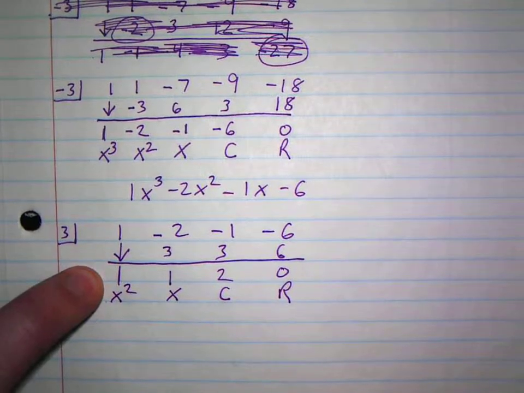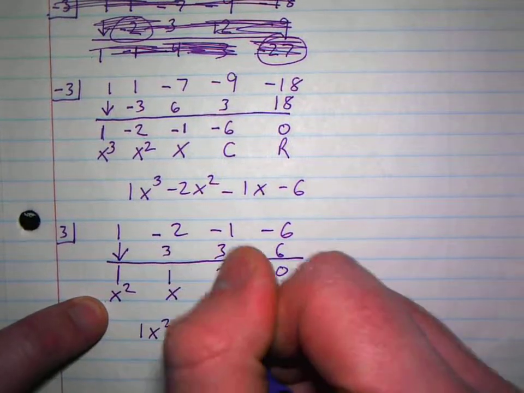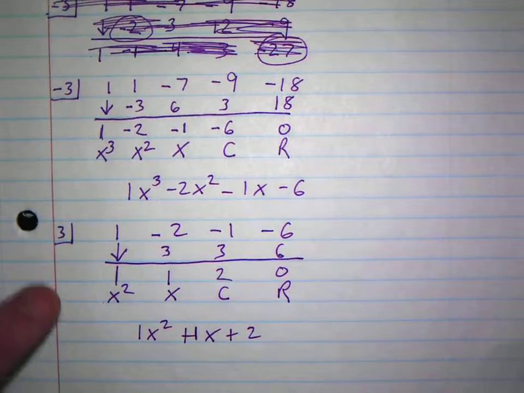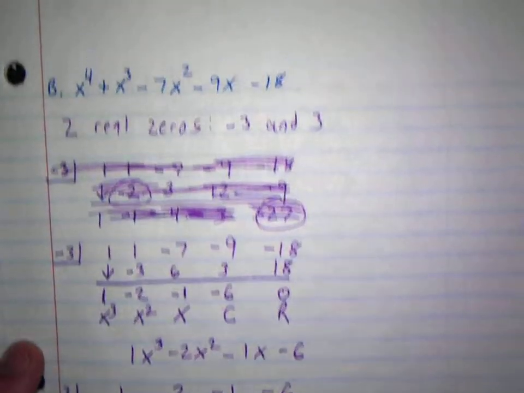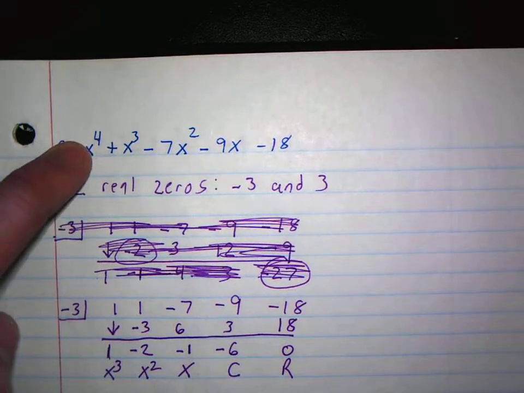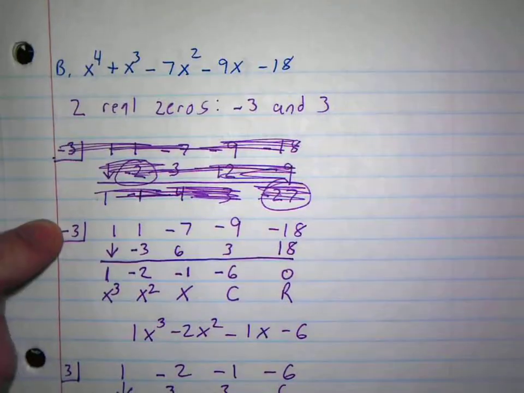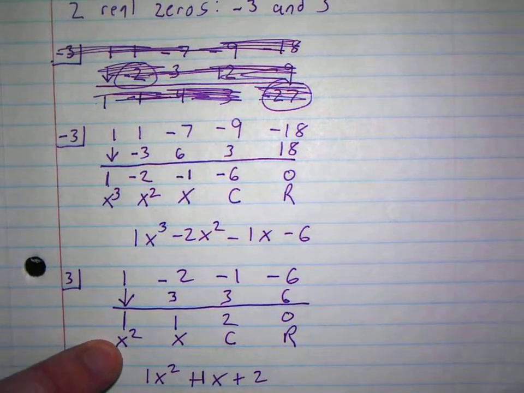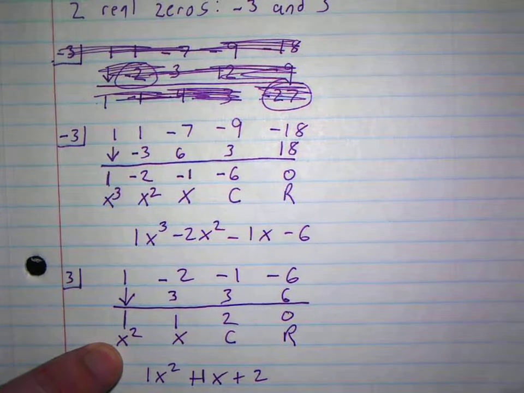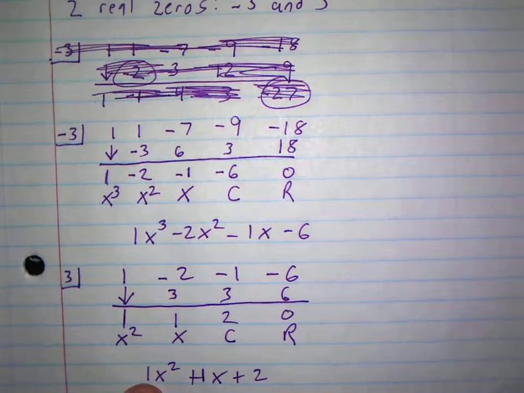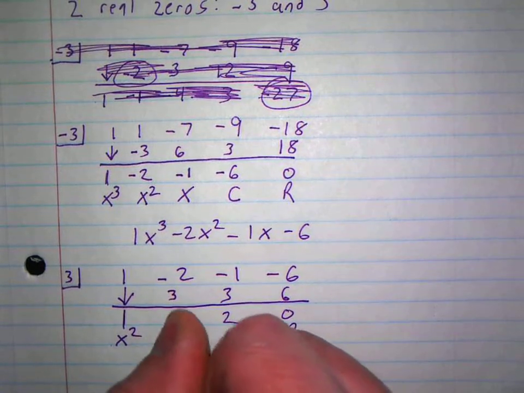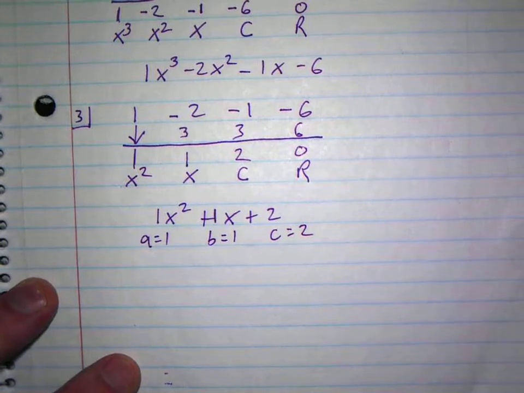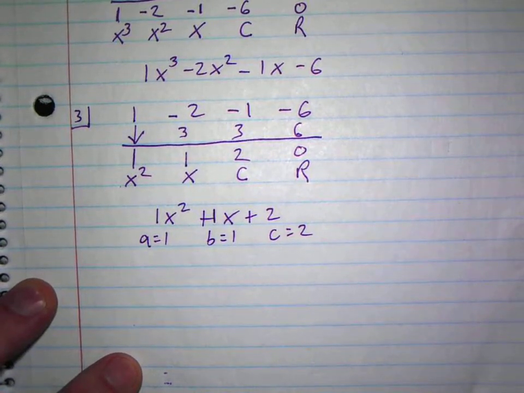So I get x squared plus x plus 2. And so all I've done so far is I took something to the fourth power, I took out -3, which dropped it to the third power, I took out 3, which dropped it to the second power, and once I have a quadratic, I know how to work with those. Okay? From here you have a, b, and c. A is 1, b is 1, c is 2. And we've spent 3 weeks now on quadratic formulas. This part should be easy.